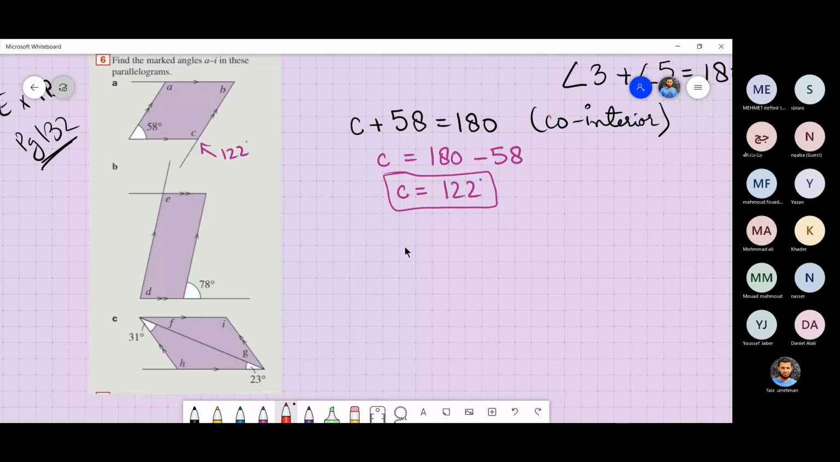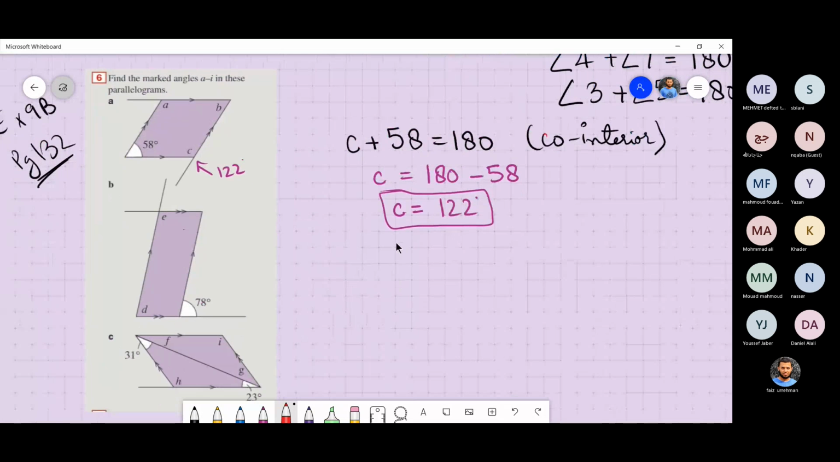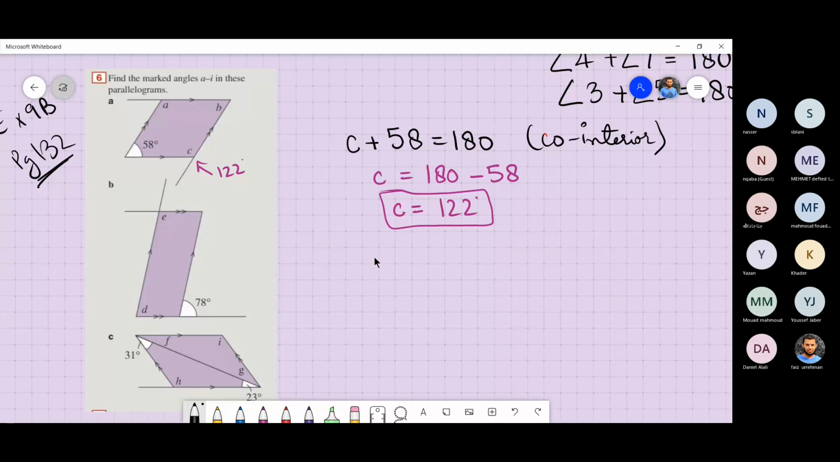Mister, I have some problems on this. Yes, tell me which ones. We do it now. I don't understand it. Very good. This one. Now that's what I'm telling.